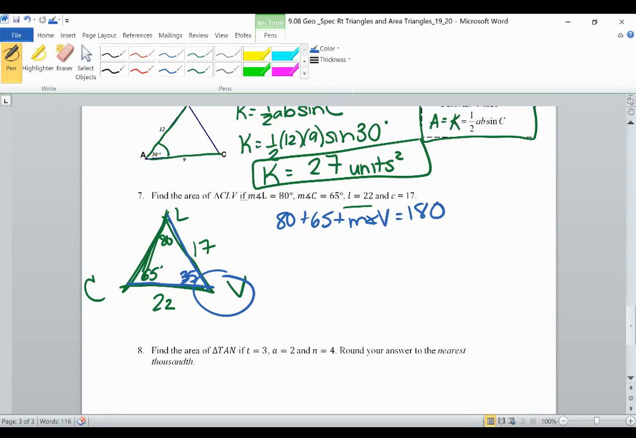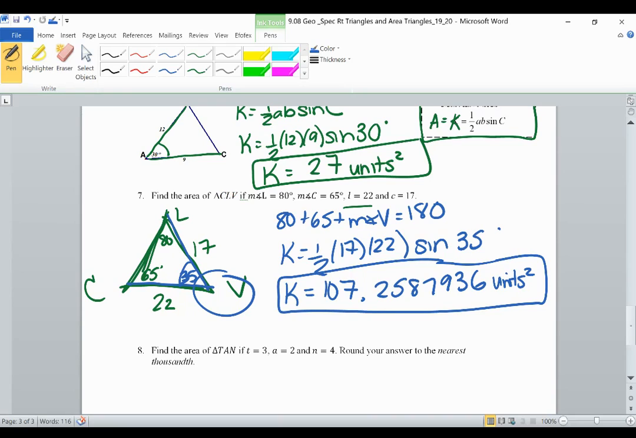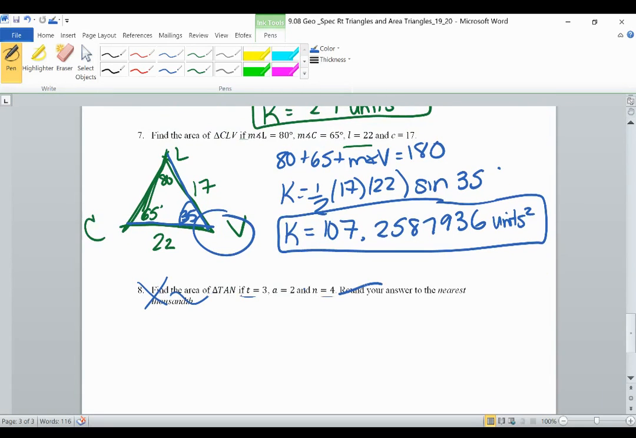Angle V is 35 degrees. Once I know that's 35, now I have side angle side, so I can do 1/2 times 17 times 22 times the sine of 35 degrees. Type that into your calculator. It doesn't say to round here, so we're just going to write out that entire decimal. And that, again, in units squared, would be our final answer. And I think that's the last one that you have on your papers.